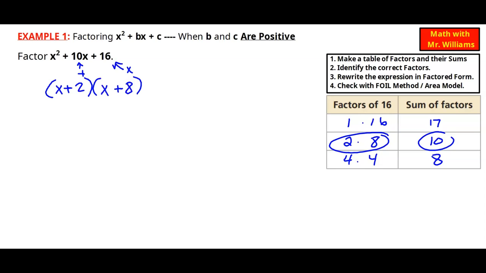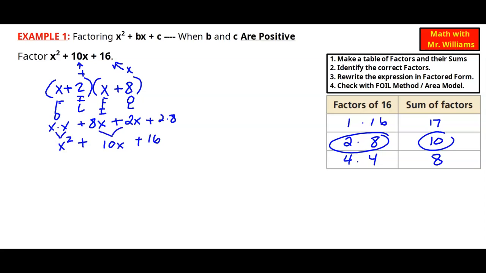Now to check that, we have two different methods. We have the FOIL method, which says we multiply the first terms, our outside terms, our inside terms, and our last terms. All right, find our like terms, and we can see we arrive right back at our original expression. Another way to check that is using an area model.